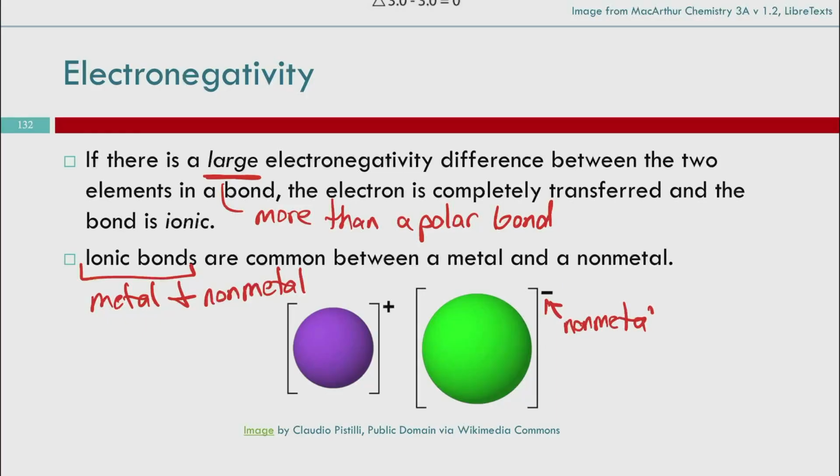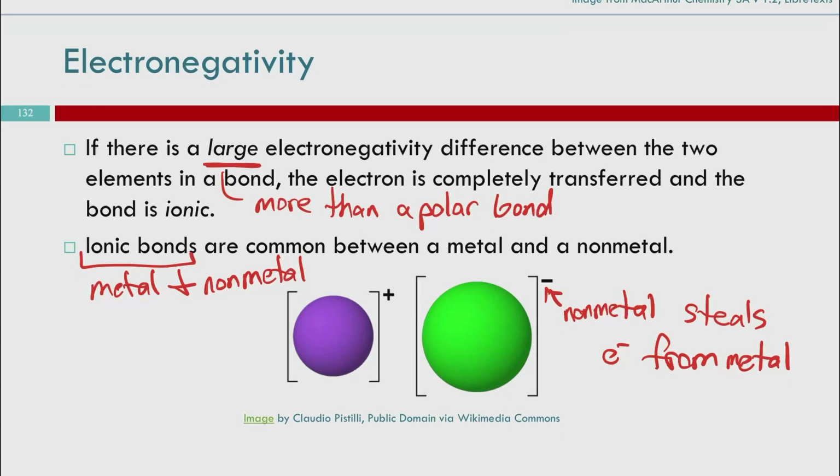And the nonmetal is going to be the one that steals the electron. Our nonmetals are in that upper right corner of the periodic table, closer to fluorine. They're going to have higher electronegativity values. Our metals are going to be kind of more towards the left side of the periodic table. They're going to have a lower electronegativity value, weaker electron pull, and so they're going to tend to give up their electrons. That's another property that we know of metals, is that they tend to lose electrons. So in this case, our nonmetal is stealing the electron from our metal.